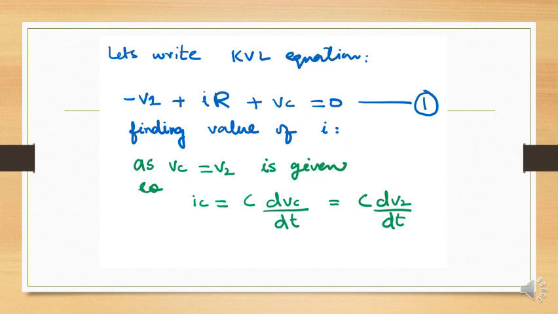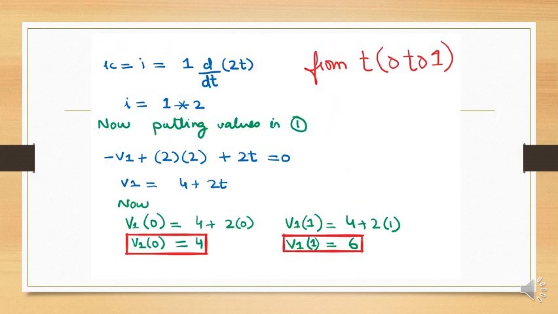Now write KVL: minus V1 plus IR plus VC is equal to 0. As VC is equal to V2, that is the given. So if we have to find the current across the circuit, that is IC, as it is given, I can use C dVC over dt, that is C dV2 over dt, as V2 is also given. So find the value of IC.